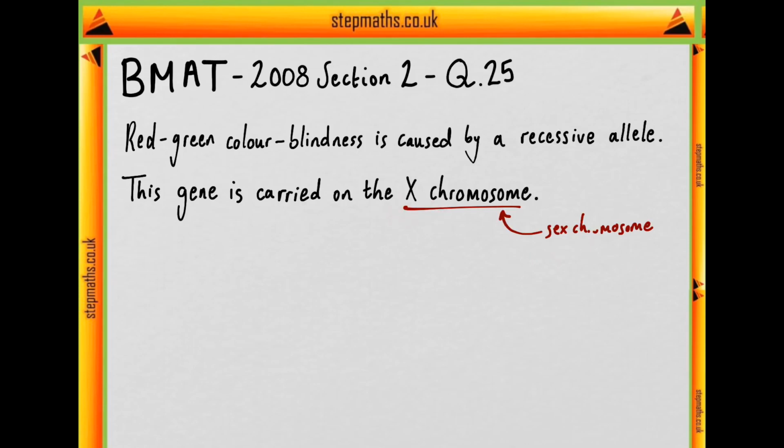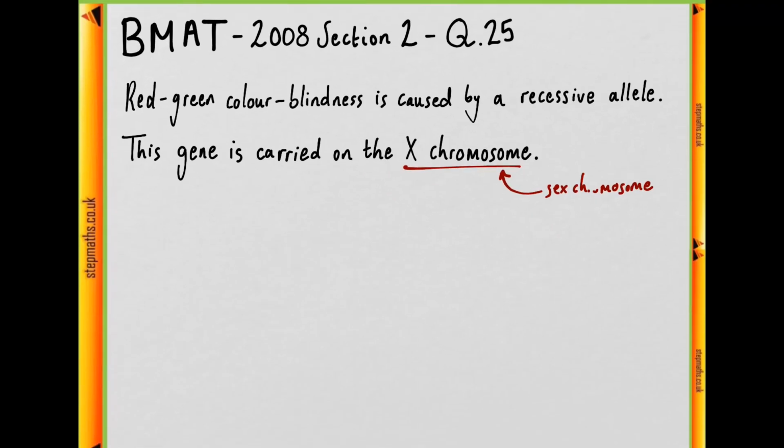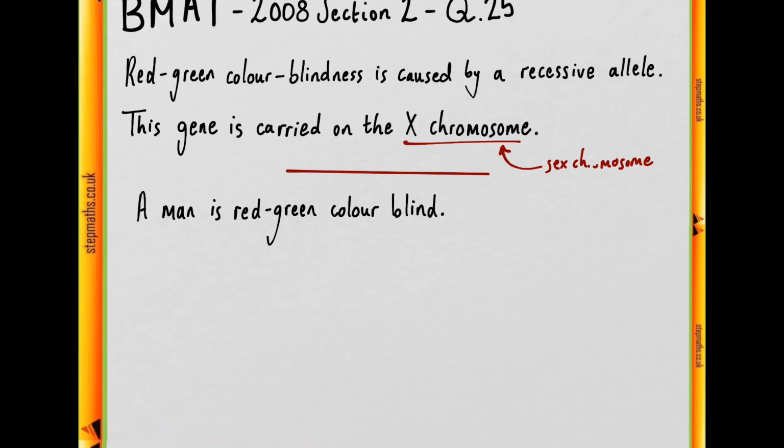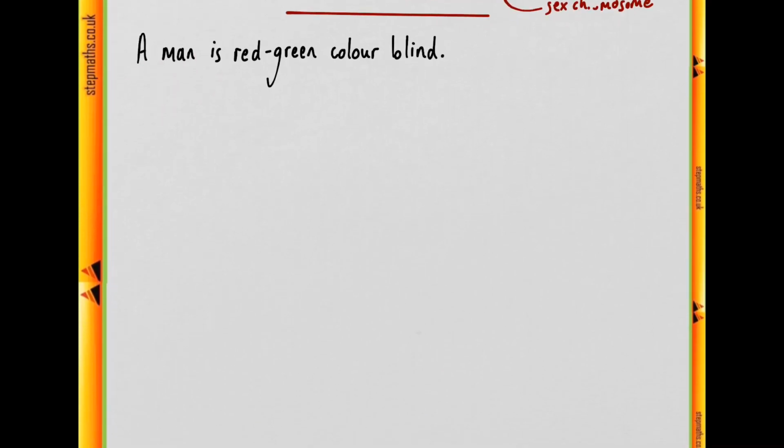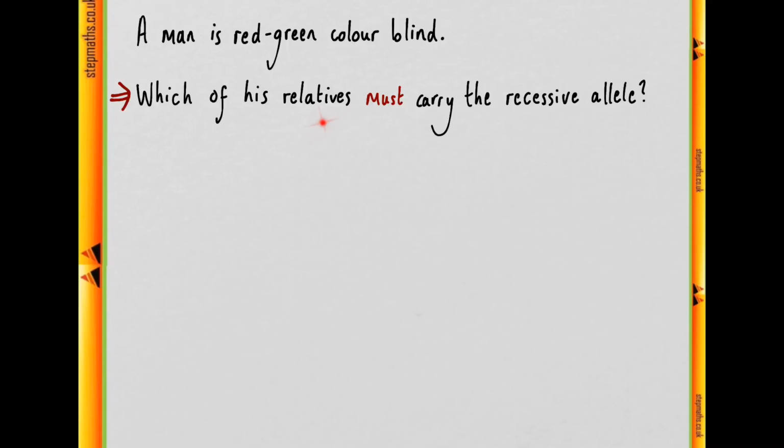If you have XX, you're female. If you have XY, you're male. And that's something we should know in order to answer the question. We're then told that a man is red-green colourblind. So we have a man who is XY in terms of his sex chromosomes. He's colourblind, and we have to work out which of his relatives must carry the recessive allele.